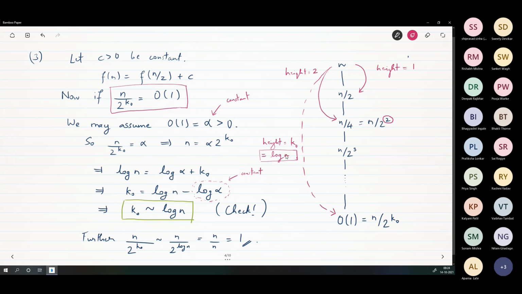Is that clear to you? Is this much clear? Yes, sir. Okay, so let me just verify now. What was k naught? K naught was the height which, when you consider at the end, you get order 1, big O 1. Now you put k naught equal to log n here, n by 2 to the k naught is tilde n by 2 to the log n, because k naught is tilde log n, and this 2 to the log n to the base 2 is n itself. So this is n by n, which is equal to 1.